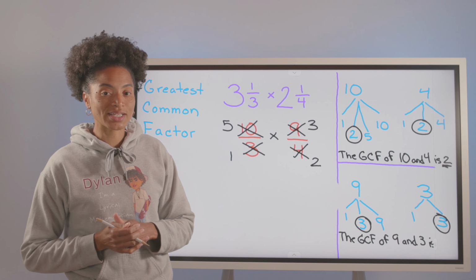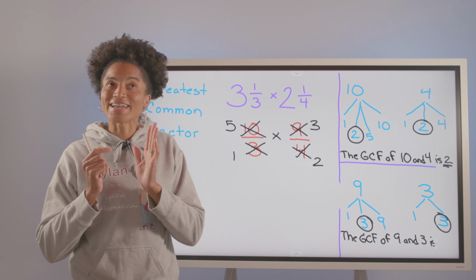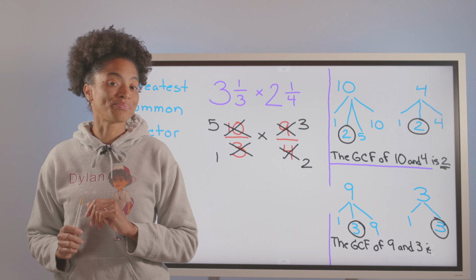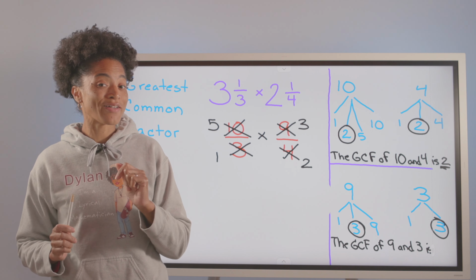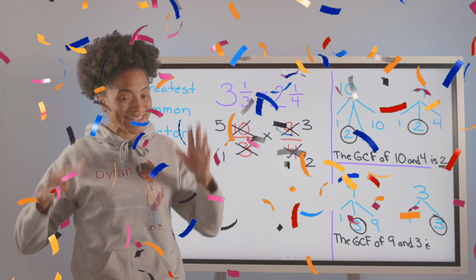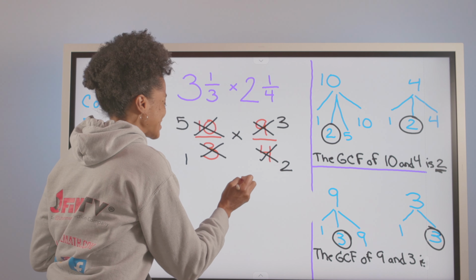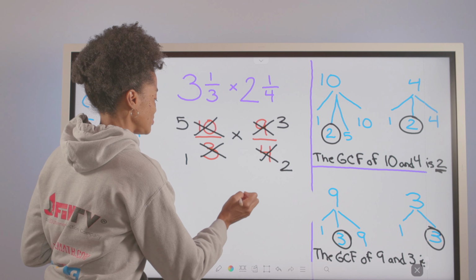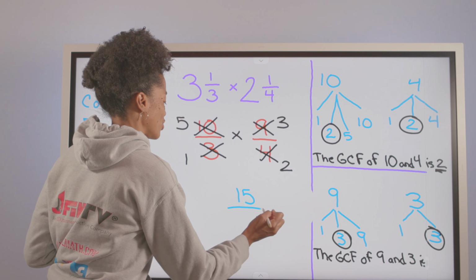Step 3 says multiply my numerators. That's the top part of the fraction. Then I multiply my denominators. That's the bottom part of the fraction. That is so easy. What is 5 times 3? 15? Outstanding. Bring down some confetti. It's a party. We know our stuff. So we're going to put 15 here for our numerator.